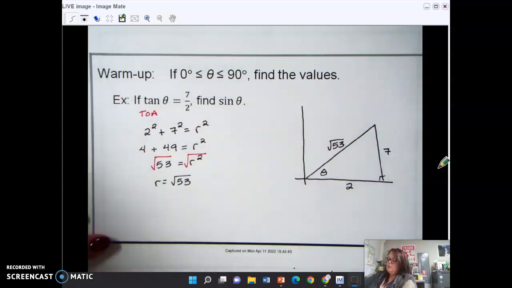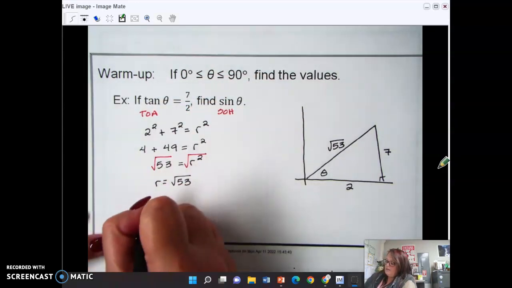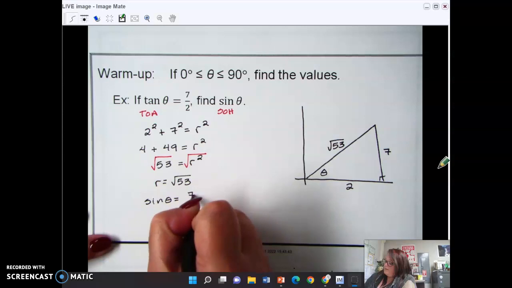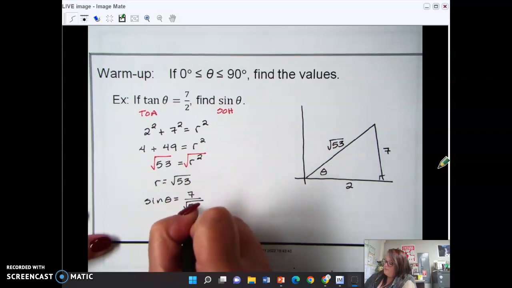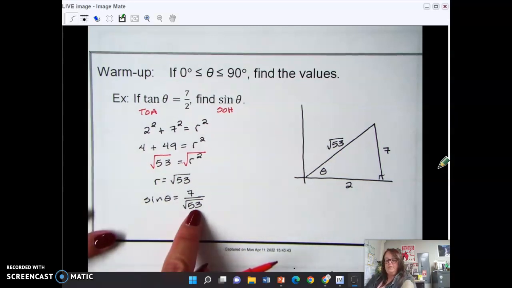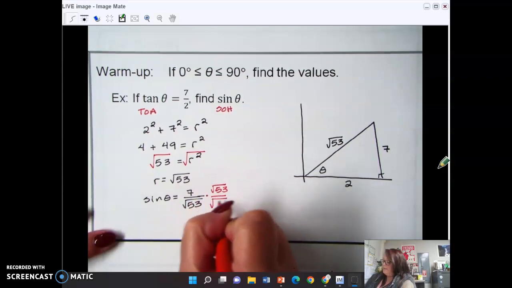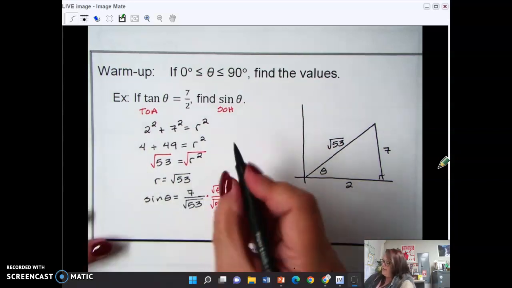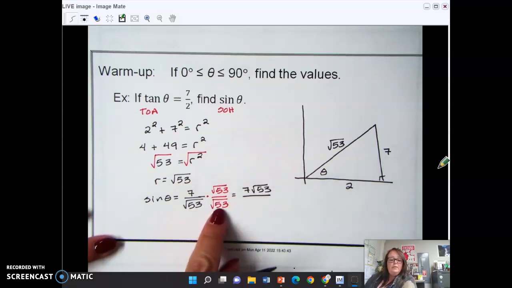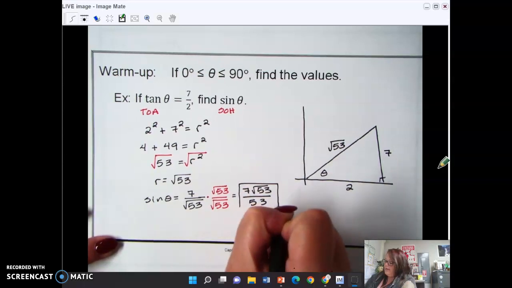So in SOHCAHTOA, that is our SO. So the sine of theta is equal to the opposite of theta, which is 7, over the hypotenuse, which is the square root of 53. Now, either you remember from chapter 5 and chapter 6 how to simplify this quickly, or we could just multiply the top and the bottom by the square root of 53. So when we do that, the numerator becomes 7 root 53. And the denominator would be the square root of 53 squared, which gives me just 53. And so that is the sine of theta.